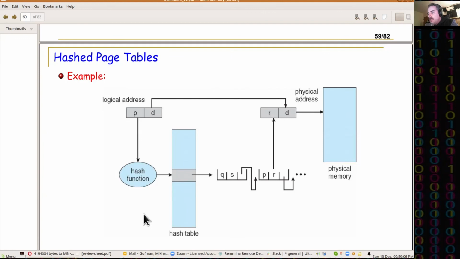So typically in a hash table, whenever we are given a value to insert into a hash table, we're going to compute a hash function of that value.